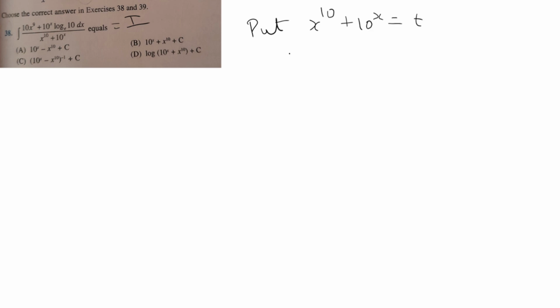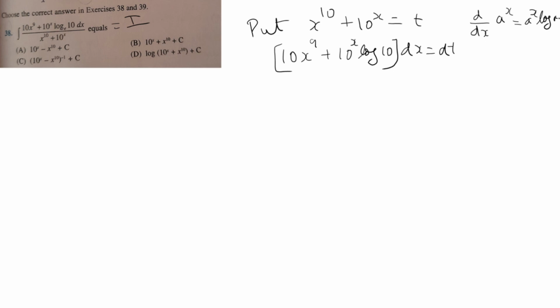Then we get (10x raised to 9 plus 10 raised to x log 10) dx is equal to dt. Because if you recollect, we know d by dx of a raised to x is a raised to x log a. So instead of a, here we have 10. So we have the same term in the numerator.